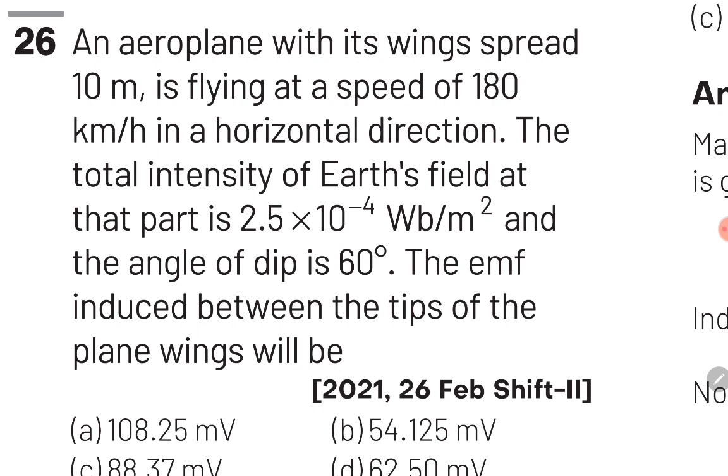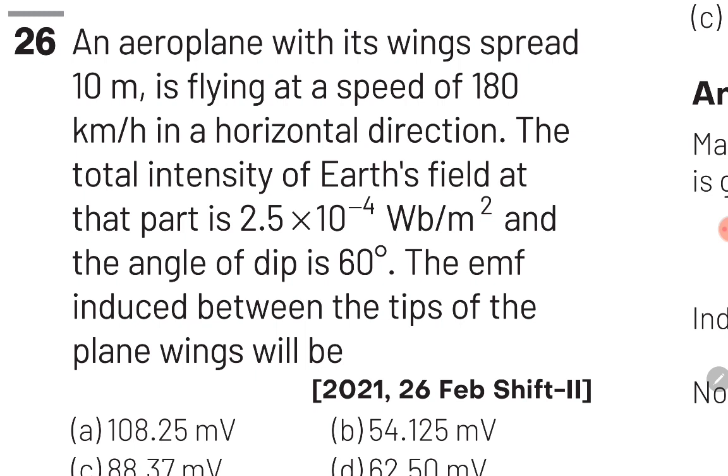Guys, in this question, when the aeroplane is flying through the Earth's magnetic field, it is like a conductor moving in a magnetic field. Therefore, guys, we'll use the formula of motional EMF. This formula is motional EMF is equal to BLV sin theta. Guys, in this case, we are using sin theta because we need to take the component of magnetic field which is perpendicular to velocity.